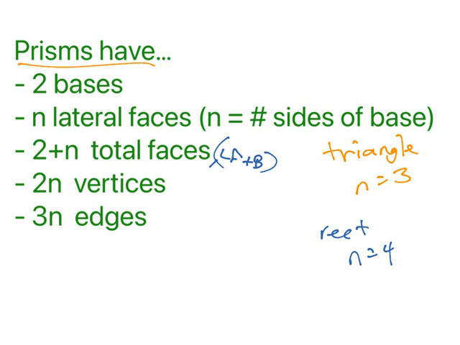Vertices. Vertices are the points. So if we think about this piece here, this is a vertex. It's where the edges meet. And if we want to know how many vertices there are, we can take 2 and multiply by the number of sides of the base, that's what n is. And that would then tell us the number of vertices. Same with edges. Edges are these pieces; they connect faces, they connect bases, that kind of thing. So if we want to know how many total edges there are, we would just take 3 times the number of sides on the base.